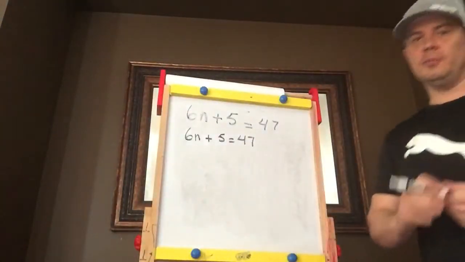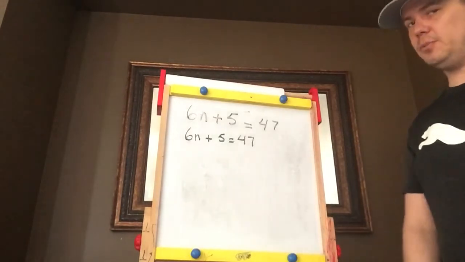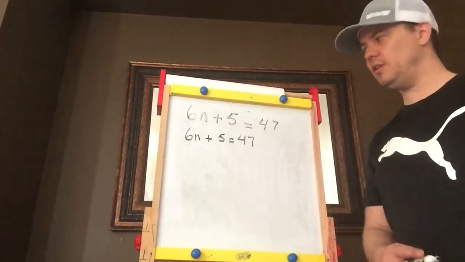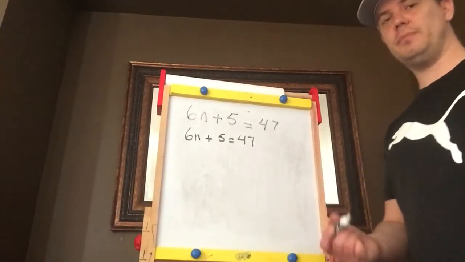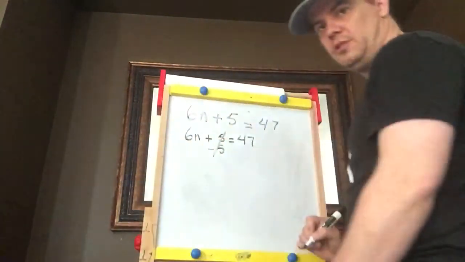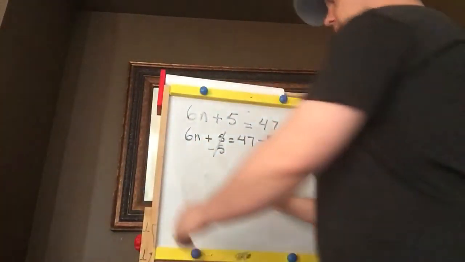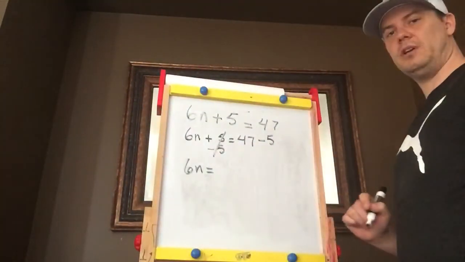All right, two numbers to get rid of, two-step equation. Need to get rid of the one not attached to the variable first, and in this question that would be the plus 5. To get rid of a plus 5, we do the opposite, which is subtract 5. Cross them out so that you know you've done the work. Do the same to the other side. You're left with 6n equals 47 minus 5. 47 minus 5 is 42.